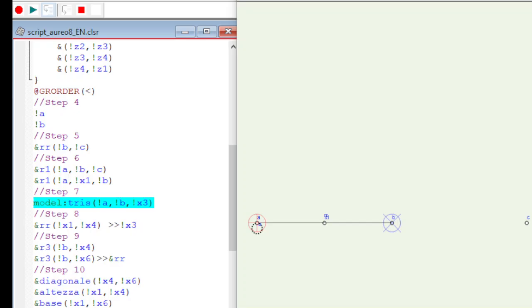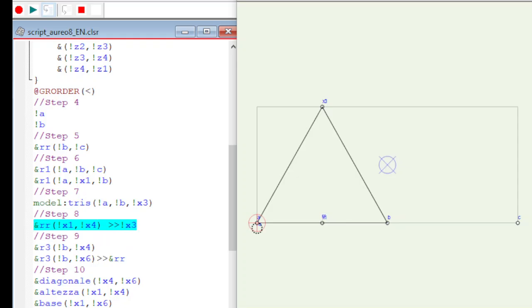Step 7. Application of the triangular model. The command model tris is invoked on the current instances. This step applies the topological constraints defined in Step 1 to the current instances. The system verifies and consolidates the structural consistency of the nodes, preparing them for complex projection operations.